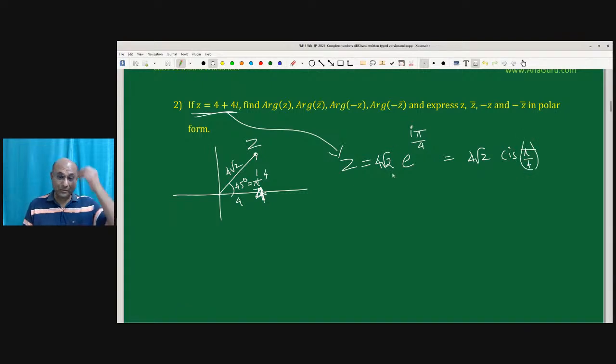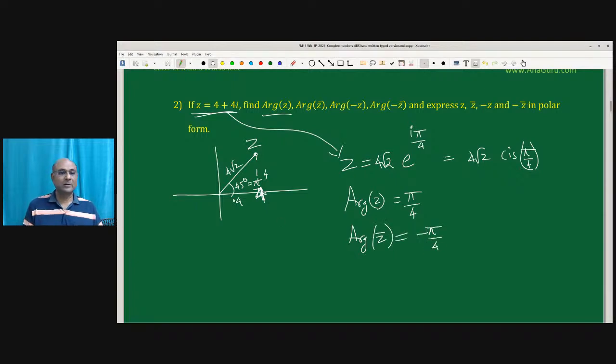Do it as e power because your brain will remember exponents. So therefore it will be very simple. What is the argument of z? Capital A. So principal value pi by 4 is between minus pi and plus pi. So that is correct. What is argument of z conjugate? Minus pi by 4. Because z conjugate is going to sit there. That is z conjugate.